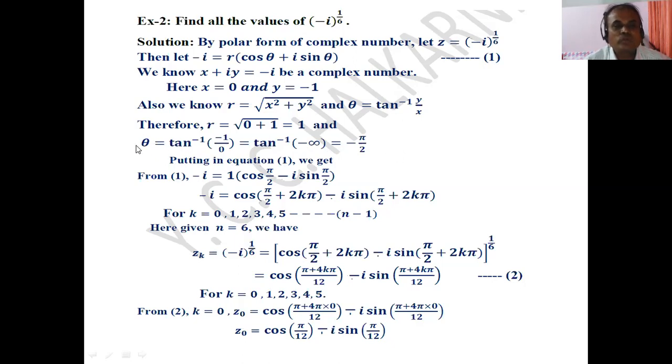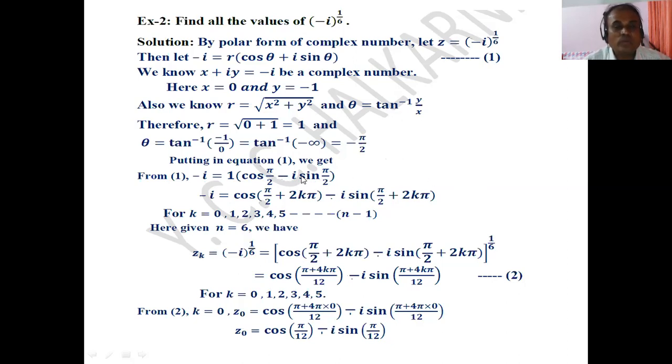Now, we put theta equal to minus pi by 2 and r equal to 1 in equation 1. And therefore, from 1, minus i is equal to 1 into bracket cos pi by 2 minus i sin pi by 2, because sin of minus pi by 2 is minus sin pi by 2, and cos of minus pi by 2 is cos pi by 2. Now we simplify by using the trigonometric formulas: cos of minus theta is cos theta, and sin of minus theta is minus sin theta.